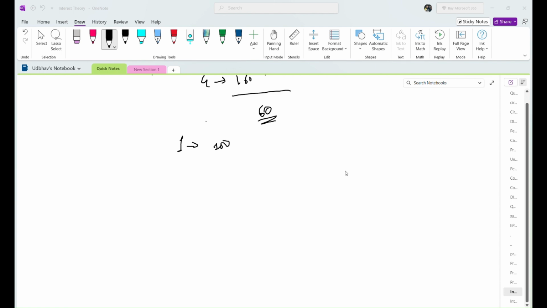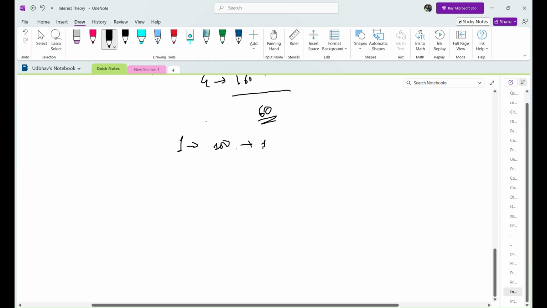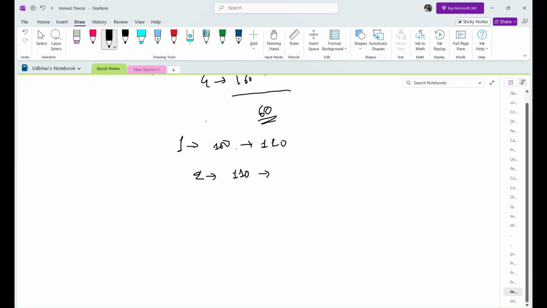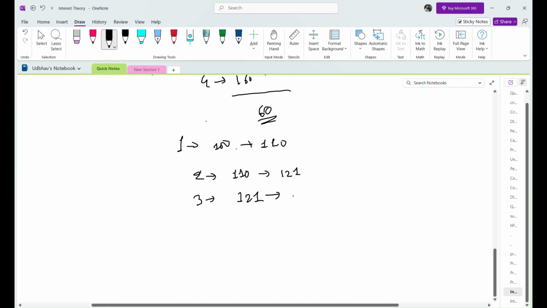In the first year, if my coin is growing by 10%, how much will I get? 110. In the second year, I have 110 coins and now they will increase by 10%. Then I'll be having 121 coins. In the third year, if I have now 121 coins and after a 10% increase, I'll be having 133.1 coins.